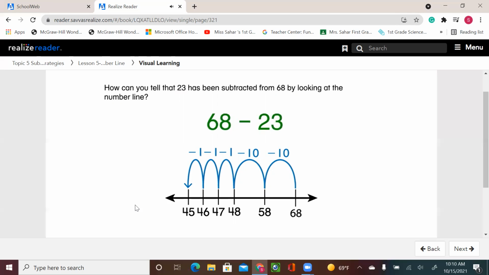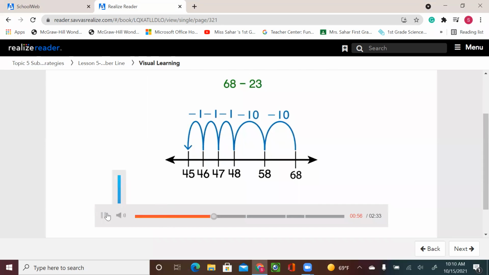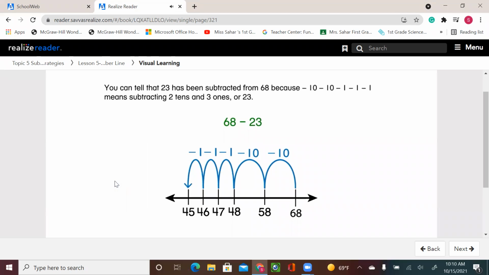How can you tell that 23 has been subtracted from 68 by looking at the number line? You can see that the 2 jumps or the 2 steps represent the 20, so 10 and 10. And then you can see the 3 ones, the smaller steps or the smaller jumps. You can tell that 23 has been subtracted from 68 because minus 10, minus 10, minus 1, minus 1, minus 1 means subtracting 2 tens and 3 ones, or 23.